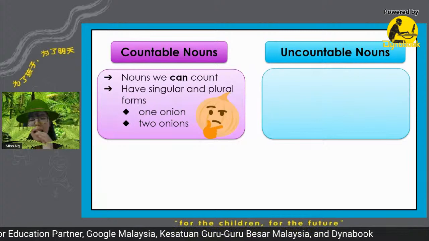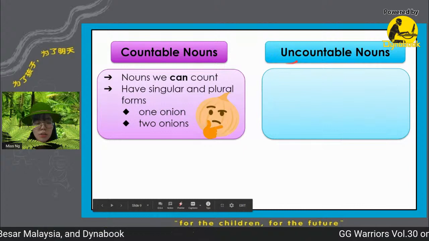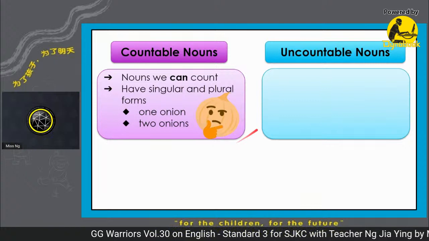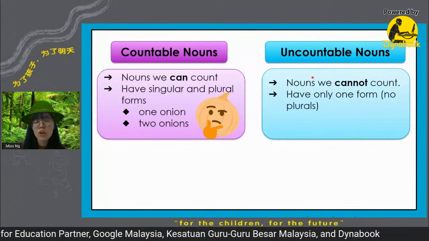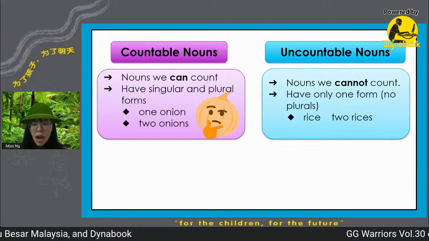大家我们看这个 un. Un的意思就是不能. Okay, so when we have uncountable nouns, nouns that we cannot count, since we cannot count them, we only have one form. So we don't have plurals. 我们不会加 s 或者是加 es 的，OK. So for example, here rice, but we cannot say two rices.